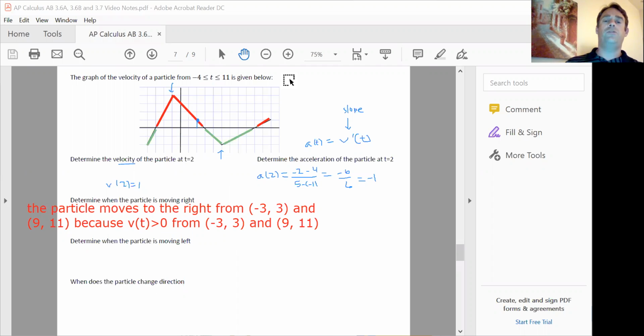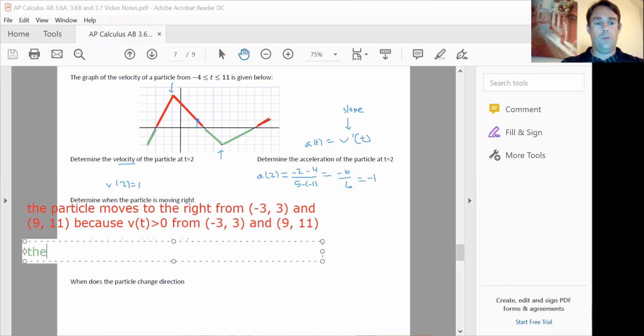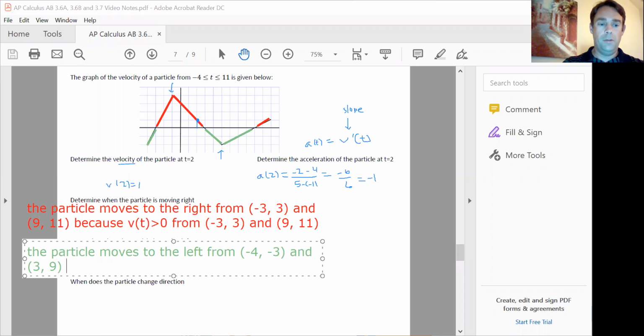When is it moving to the left? Same idea, but this time it moves to the left when my velocity is a negative value. So here we go. The particle moves to the left from -4 to -3, and 3 to 9, because the velocity is less than 0 from -4 to -3 and 3 to 9.